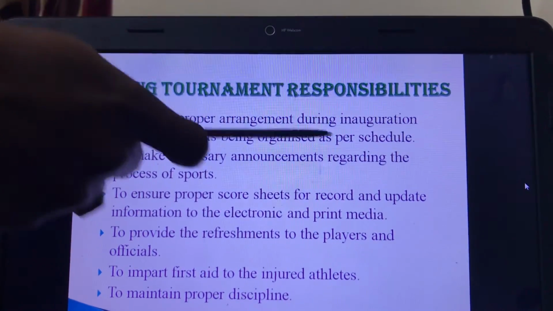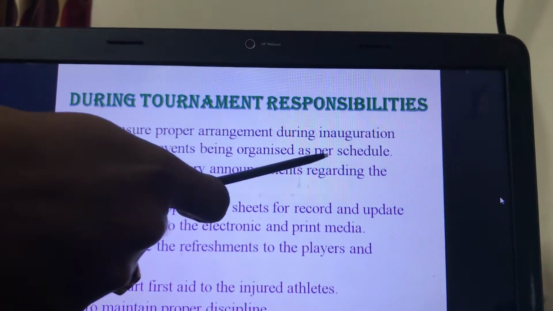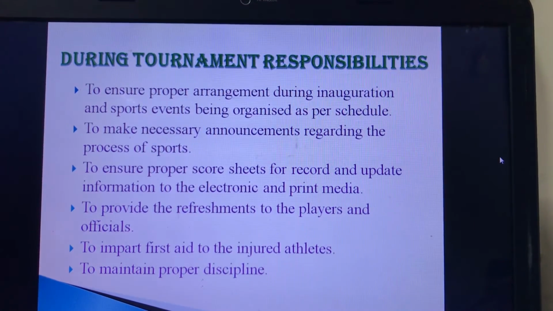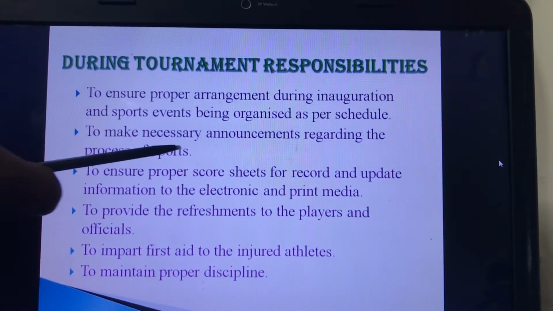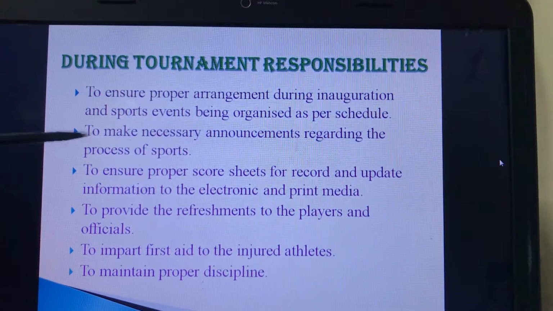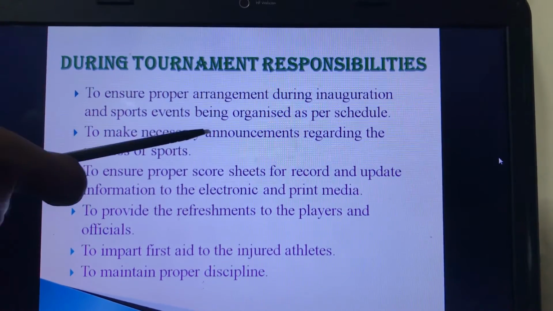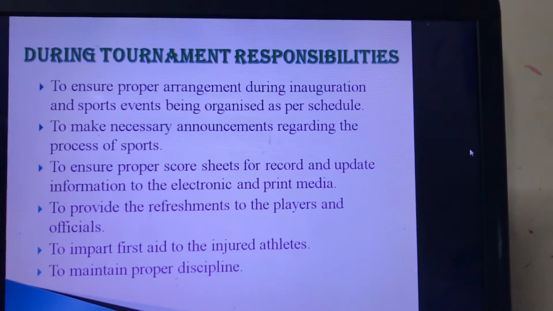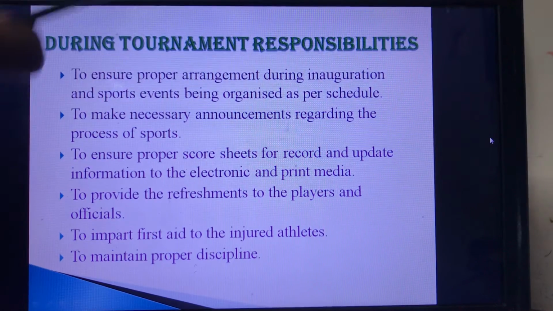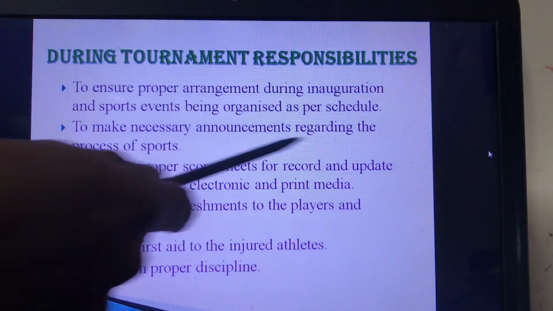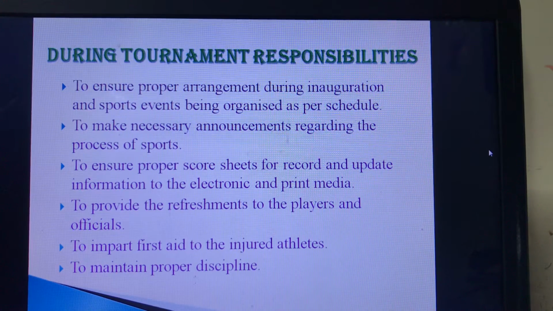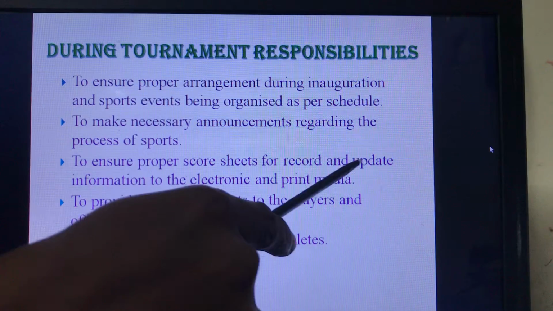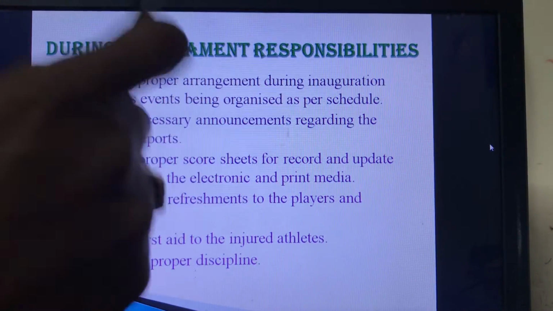As per schedule is the important point. It should go as per schedule, otherwise we cannot have a good sports day and the people will not be satisfied. And the next one is to make necessary announcements regarding the progress of the sports. The announcement committee will do that, giving announcements at the right time. When the event will start, they have to maintain the timing, very important, otherwise we cannot have a very good sports day. And to ensure a proper score sheet for record and update information to the electronic and print media.